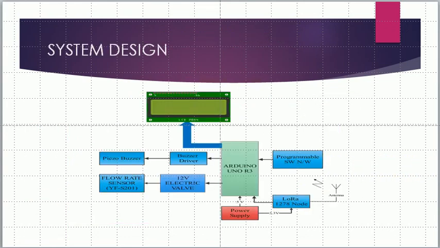The next thing is system design. Here we are using Arduino. With the help of LoRa we can collect data from Arduino, and we can give indication with visual and buzzer alerts. We can display the water level, whether the water is full or low, on the LCD. Next thing.